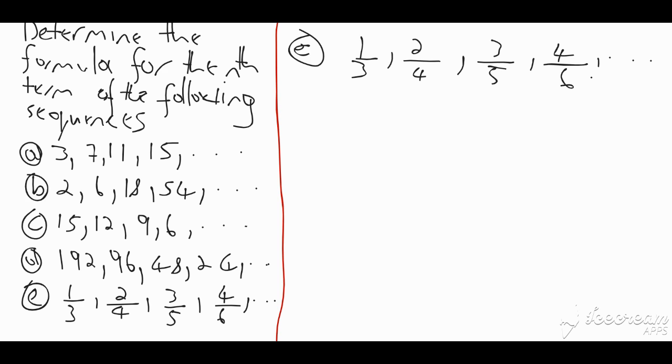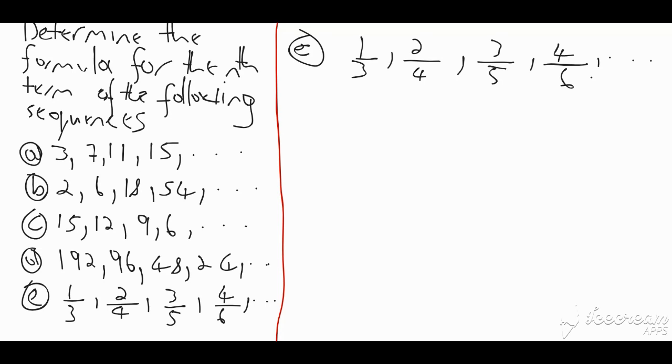In sequence E, we have 1/3 as my first term, 2/4 as my second term, 3/5, and then 4/6. Now, it is interesting to see what happens in this sequence because what we can actually do is isolate the numerator and the denominator. Look at my numerator. I have 1, 2, 3, 4. That in itself is an arithmetic sequence where I'm going up by 1. In my denominator, I have 3, 4, 5, 6. Once again, that is an arithmetic sequence where I'm also going up by 1.